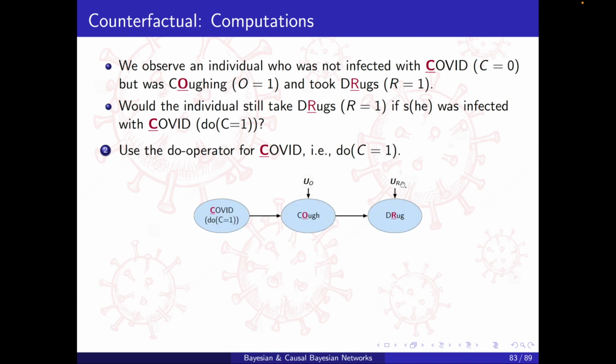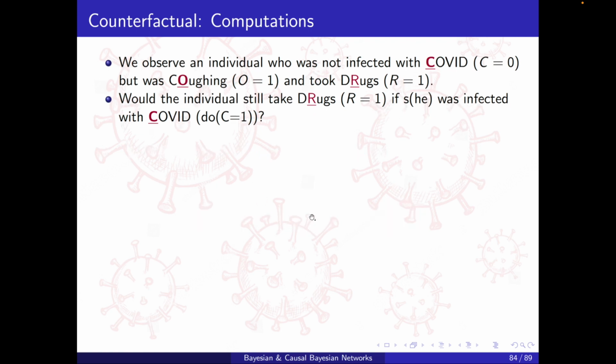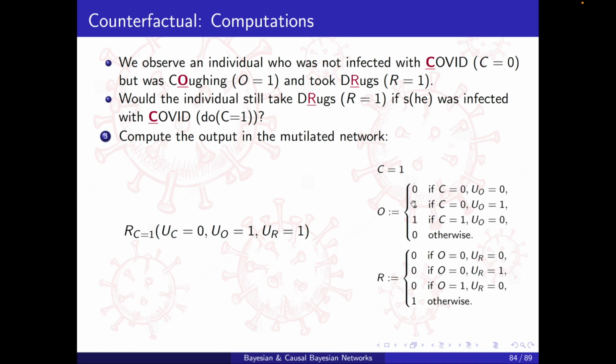So back to the graph, I have to do the intervention on COVID. So U of C will disappear, and I can plug them into the equations. So I want to calculate the output in the mutilated network, R of C equal to 1 given the observation. This is another way, by the way, to write down the probability for the counterfactual. So how to do this?